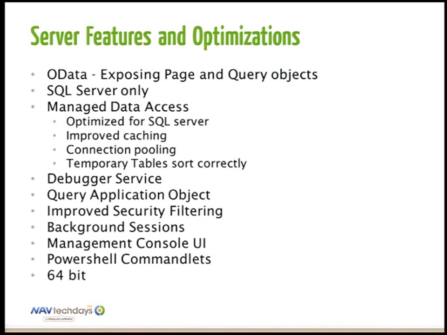This is a list of the things that we were able to add to this release. Because we changed everything to managed and we are focusing on the SQL Server now, we have some optimizations that we have been able to put in place. Like we have improved caching, we have connection pooling so that we better utilize the resources on the server. There's a little thing about temporary tables that used to sort differently. Because of the Windows collations we are now using, they actually sort like they should.